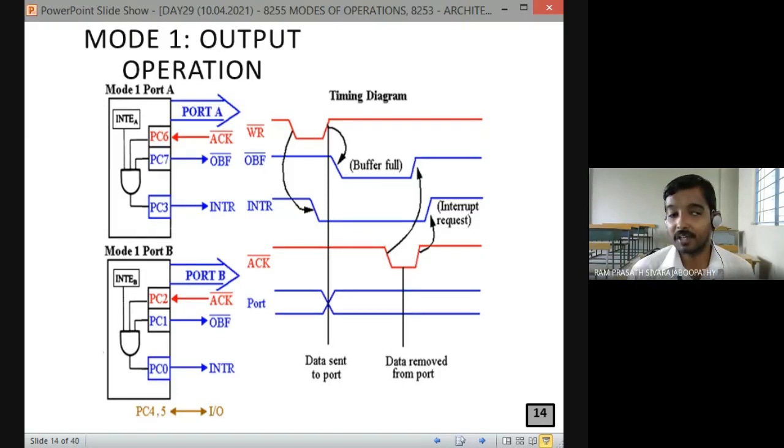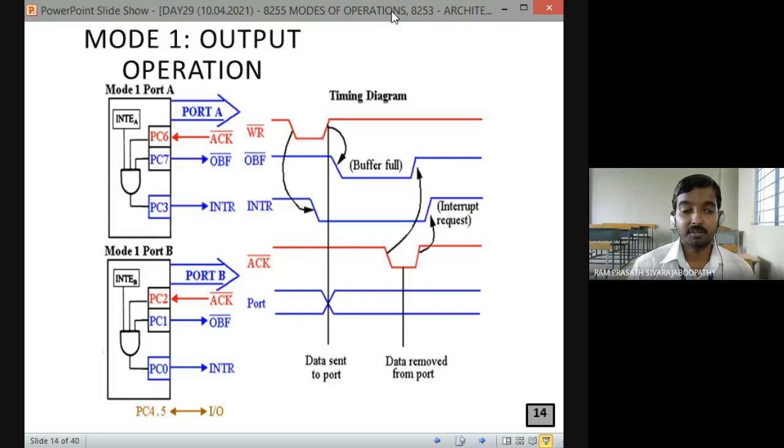Okay. What about for output operation? OBF bar. Okay. Next ACK bar. Next INTR. Fine. So you should know which signals are involved. Sequence of operation you have to know.